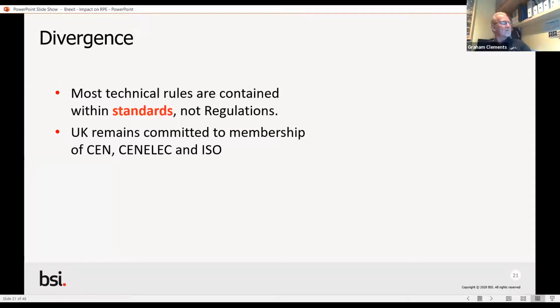We're a founder member of ISO. We're part of CEN, part of CENELEC. Remember that CEN and CENELEC are not EU Commission bodies. They are independent bodies. So we still remain a full member of CEN and CENELEC. And we're committed to using those standards.